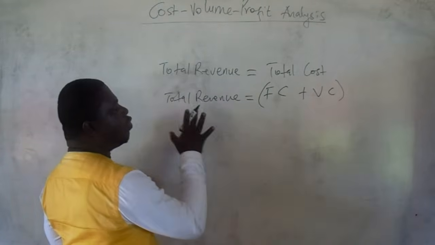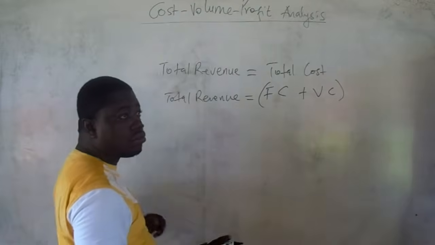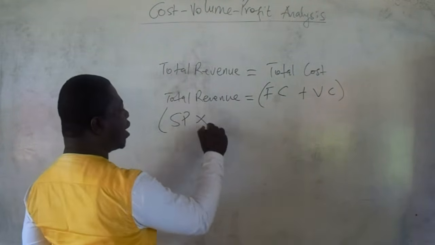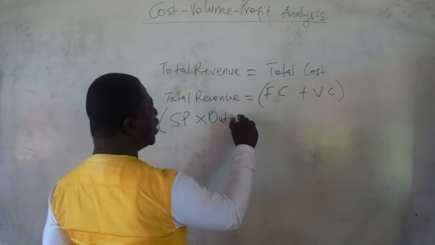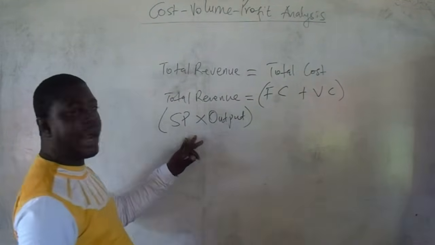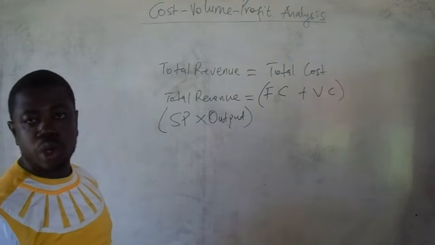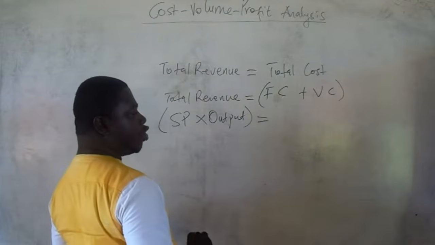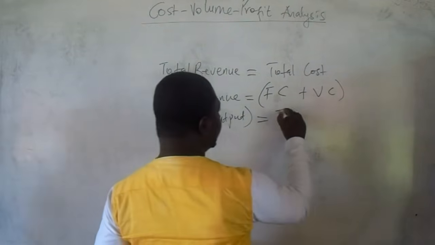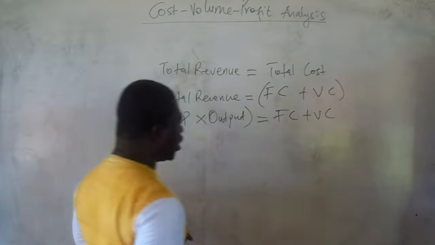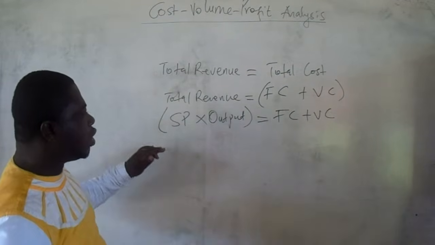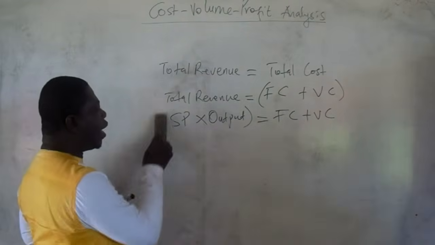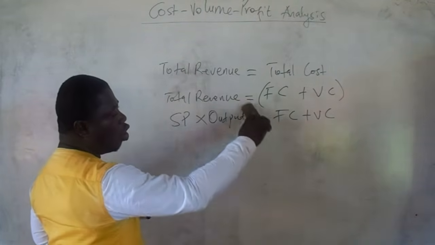Now, let us also try and understand that total revenue is also your selling price times your output, or your quantity produced. Selling price times the output will give you total revenue. And so now selling price times output equals your fixed cost plus your variable cost. This is what we are looking at now. So we are going to look at a situation where there will be no profit nor loss.